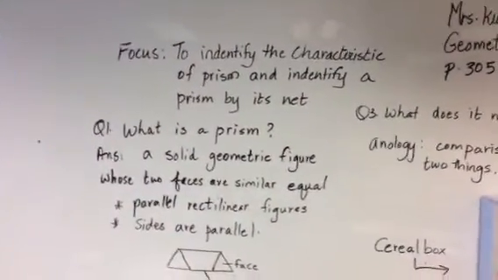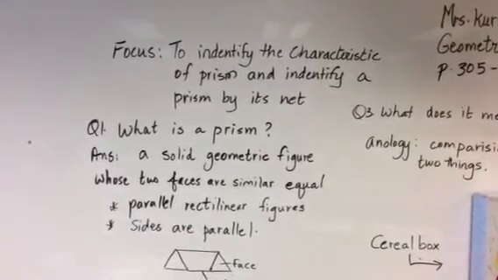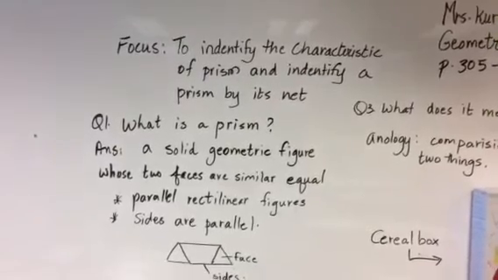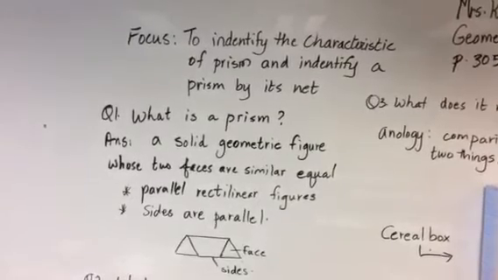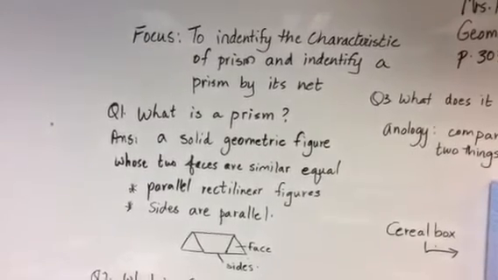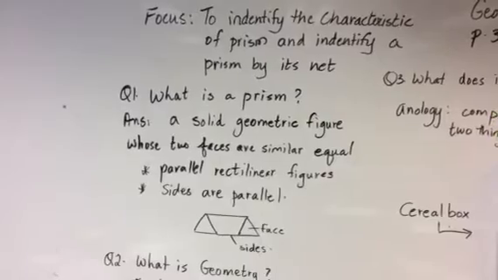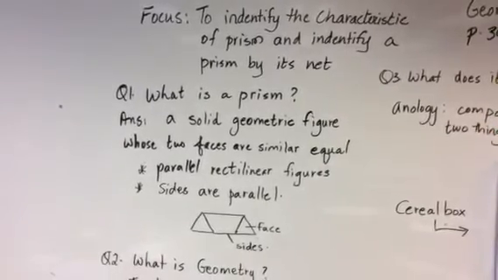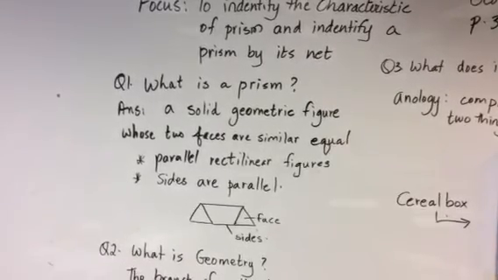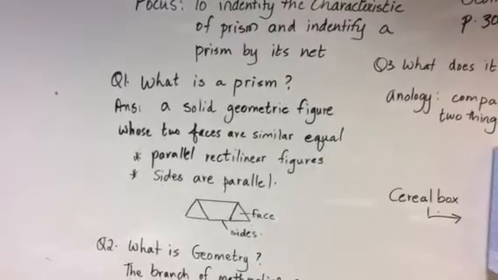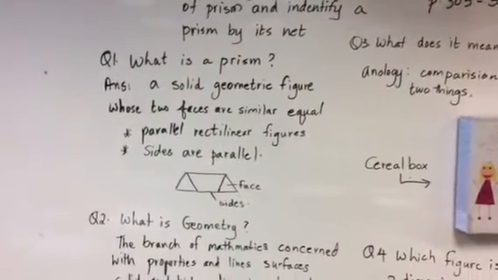Today our lesson is focused on identifying the characteristics of a prism and identifying a prism by its net. And remember, a net is the pattern of the figure, how it looks as a flat pattern. What is a prism? A solid geometric figure whose two faces are similar, equal, parallel rectilinear figures, and the sides are parallel. So here is a prism. You must have seen that in my class. I showed you that white piece of glass.